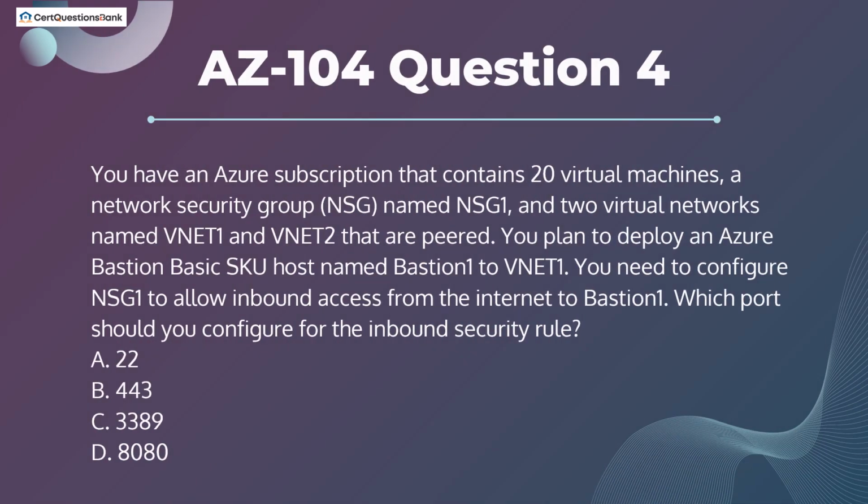You have an Azure subscription that contains 20 virtual machines, a network security group, NSG, named NSG1, and 2 virtual networks named VNET1 and VNET2 that are peered. You plan to deploy an Azure Bastion basic SKU host named Bastion1 to VNET1. You need to configure NSG1 to allow inbound access from the Internet to Bastion1. Which port should you configure for the inbound security rule?